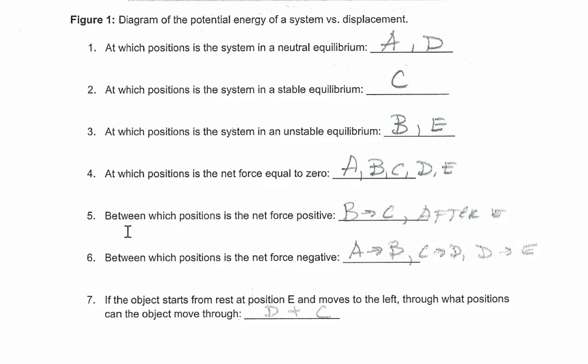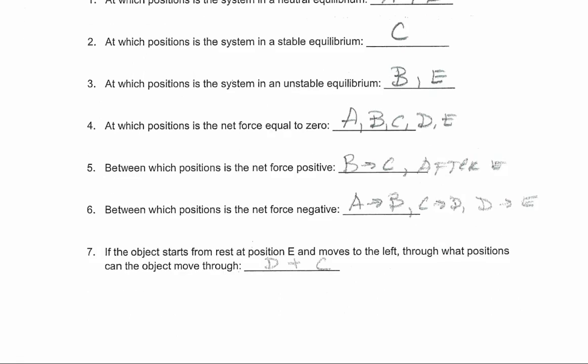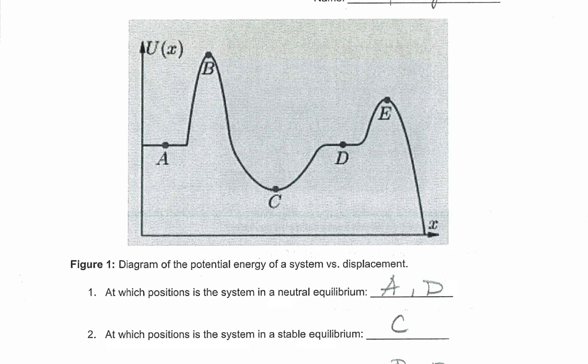But what about between what positions is net force positive? When we look at our graph then, at these positions from B to C, those are negative slopes. So the force there is going to be positive because the negative slope of a potential energy graph equals force. And then after E, all of these are negative slopes, but we have to take the negative of that to make those positive.